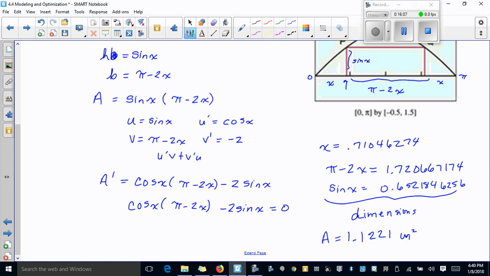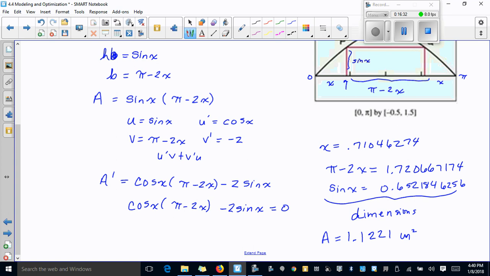So our dimensions on this thing are 1.7206 times 0.65218. Multiply them together, we get 1.1221. And we've answered the question. Make sure you answer everything. Identify the dimensions, identify the area. So there you guys go on that particular one.